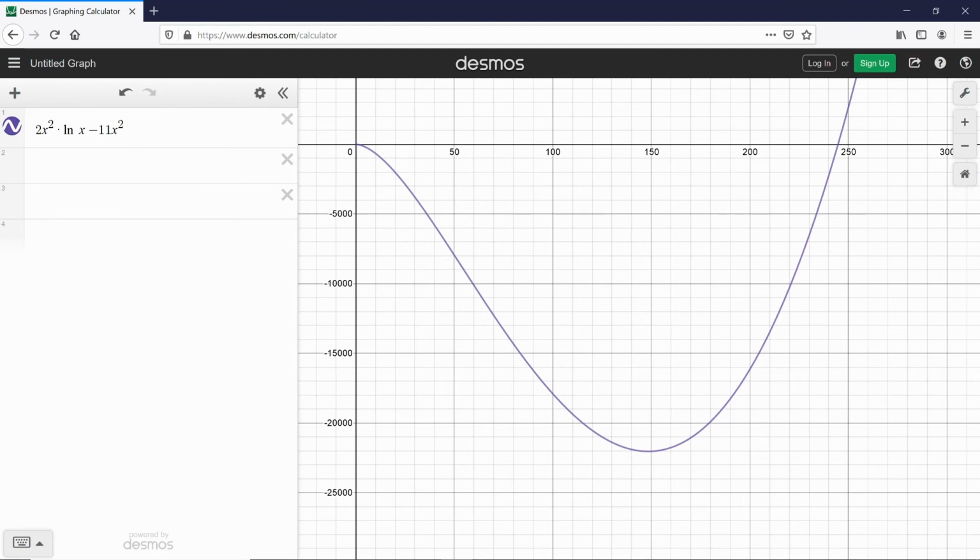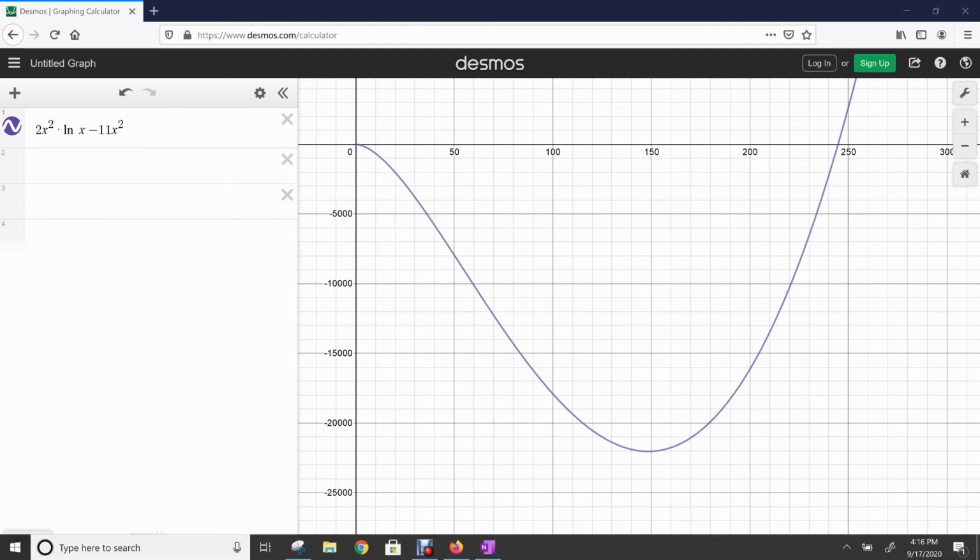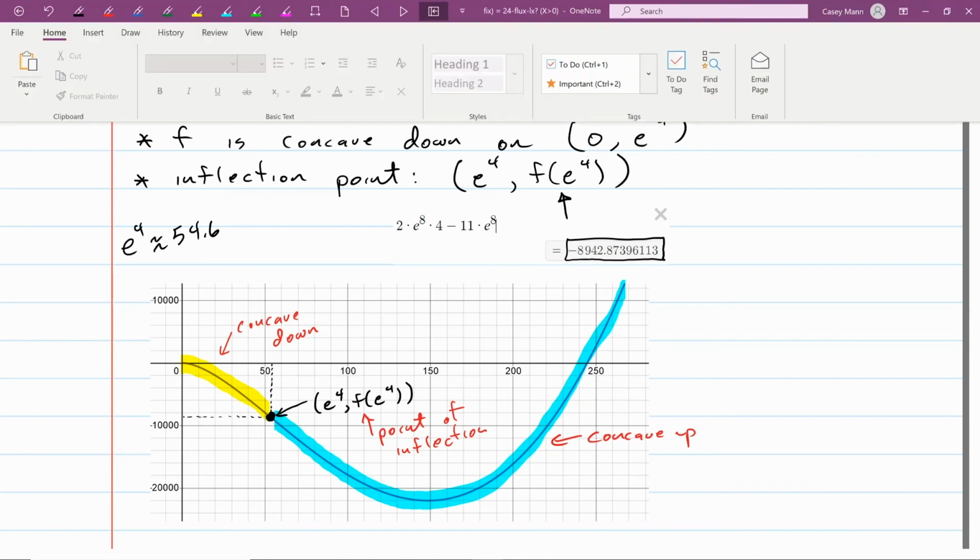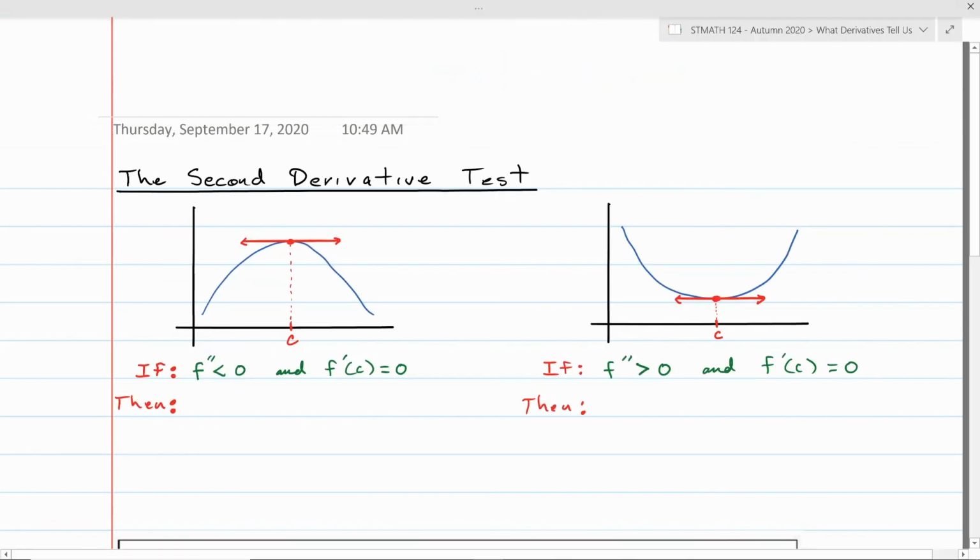So anyway, just be careful as you're using these graphers to use them well. Okay, so there's concavity. And just like there was a first derivative test that would check for local minimums and maximums, there's a second derivative test.